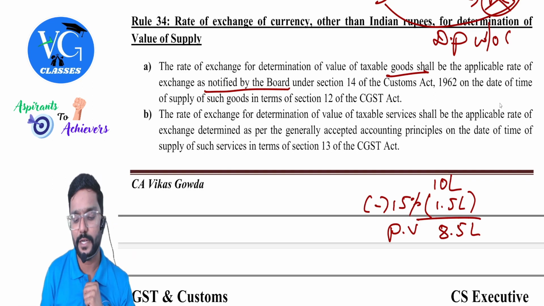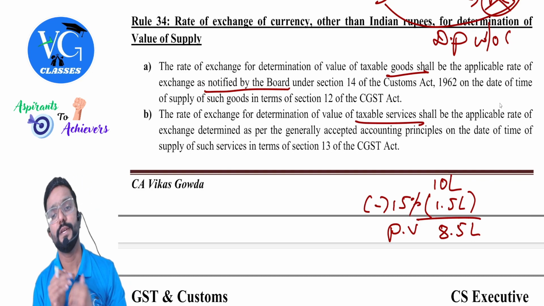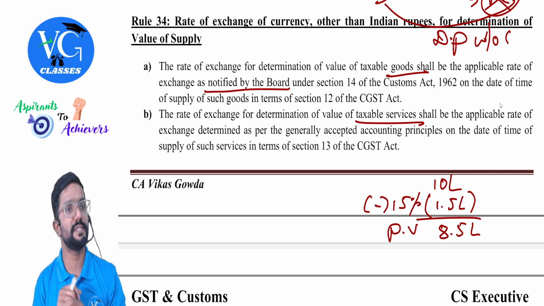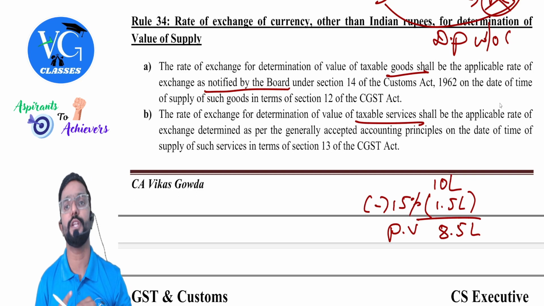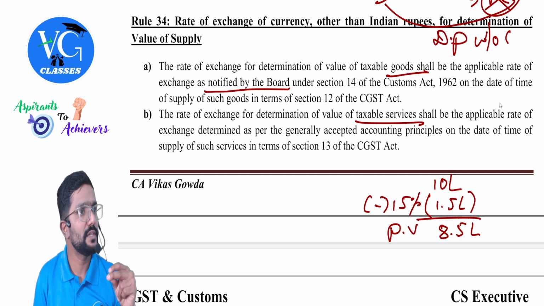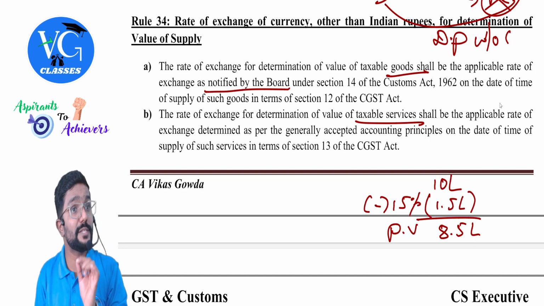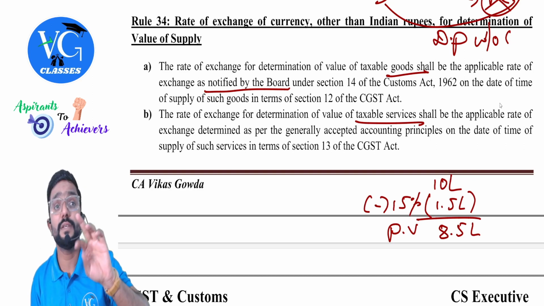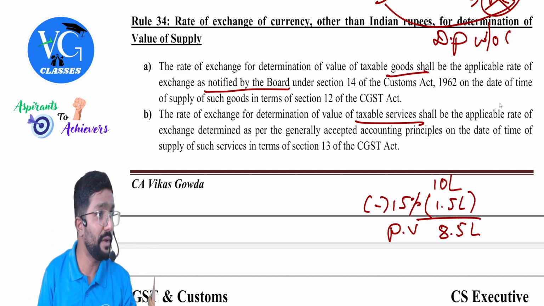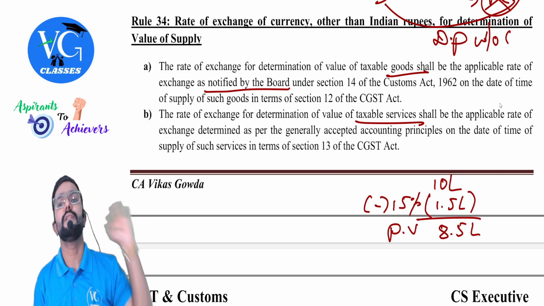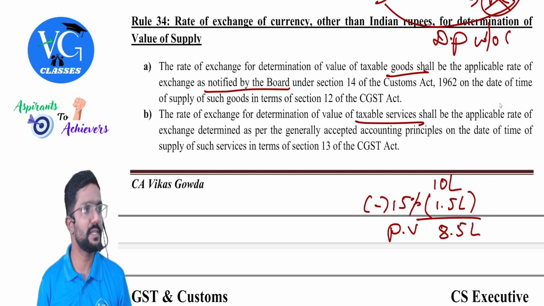Okay. Second one, for services. The rate of exchange for determination of value of taxable services shall be the applicable rate of exchange determined as per the generally accepted accounting principles, that is GAAP, on the date of time of supply of such services in terms of section 13. Means, guys, please be careful. Here it is not CBIC. Exchange rate as determined as per what? GAAP, that is generally accepted accounting principles. On what day? Because the exchange rate keeps changing from day to day. On what day should we take it? Time of supply of services as per section 13, which we already learned, guys.